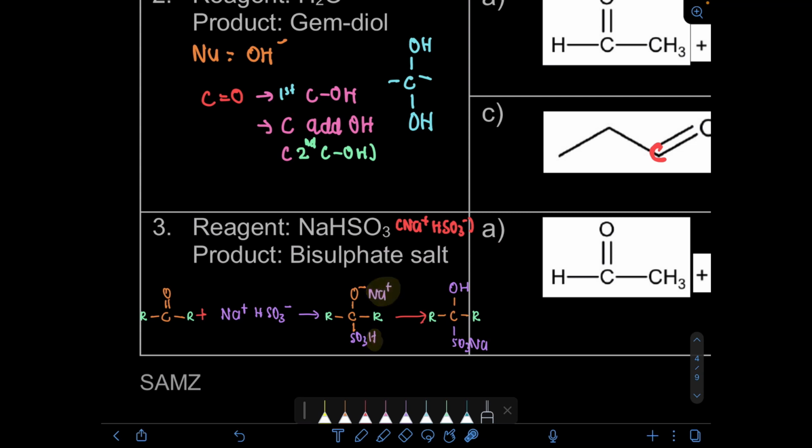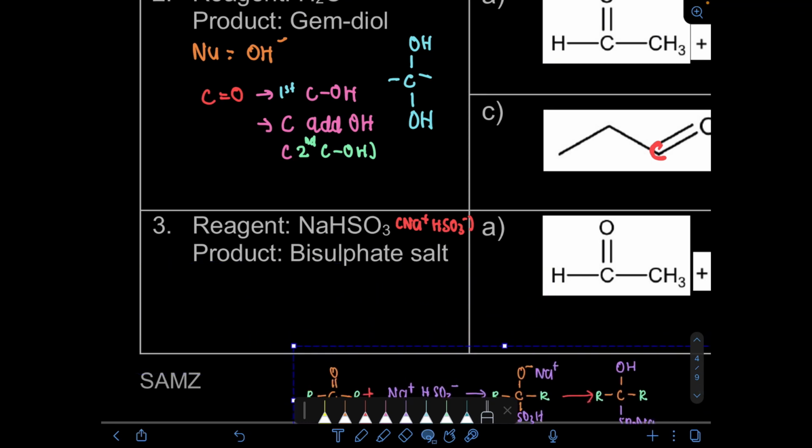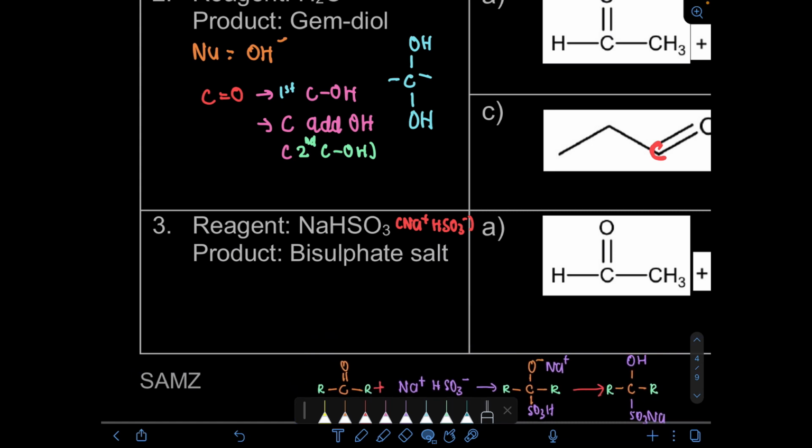So tengok ni. So dia jadi ONA, sepatutnya jadi ONA, dia jadi OH. SO3H dia tukar jadi SO3Na. So what happen is that we're gonna swap Na dengan hydrogen. So this is actually how the reaction proceed lah. Okay, tapi yang ini bisa nak bagi shortcut macam mana? We have our C double bond O. So pada C double bond O, we're gonna add C double bond O akan jadi COH macam biasa.